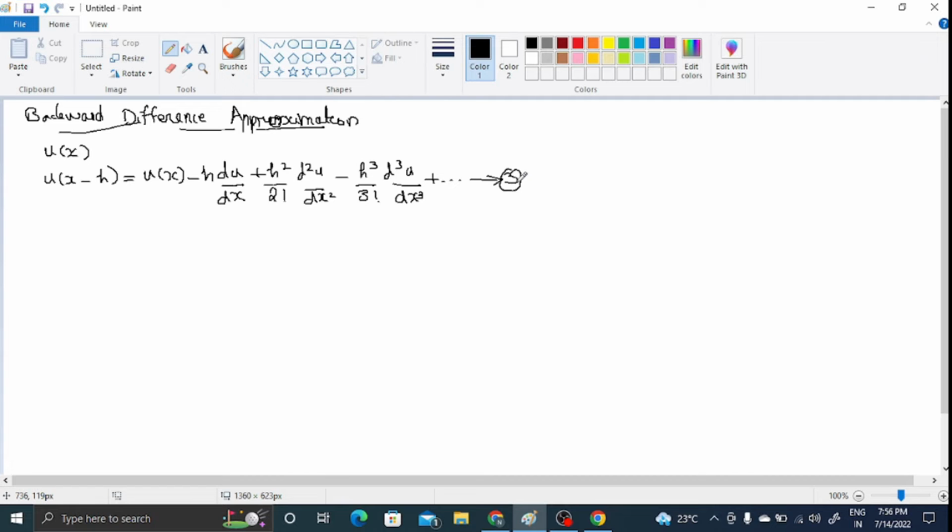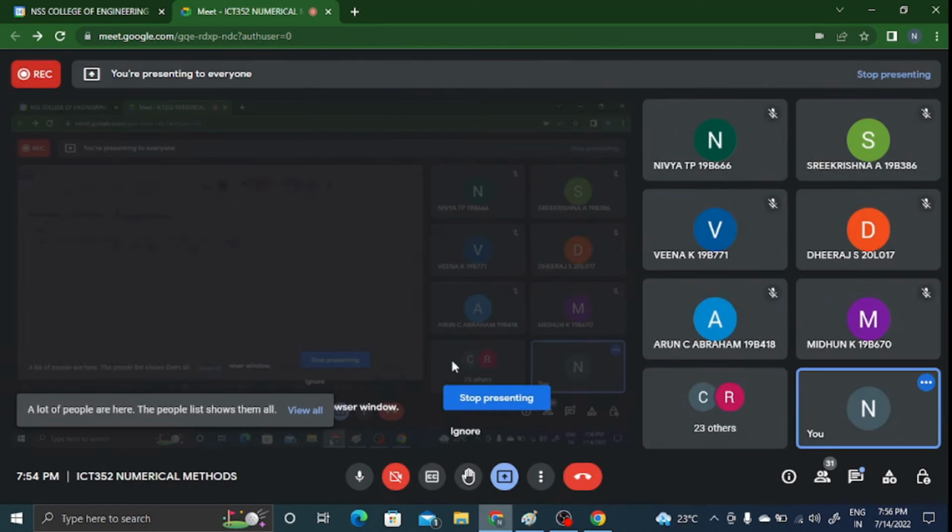In previous slide, we moved to forward side, where we determined the next one, that is u of x plus h. Now we have u of x minus h. So that is equal to u of x minus h into du by dx plus h square by 2 factorial into d square u by dx square minus h cube by 3 factorial into d cube u by dx cube plus etc. So this is equation number 3.